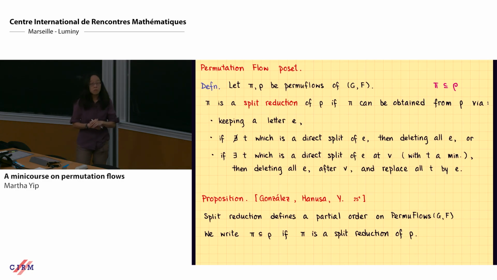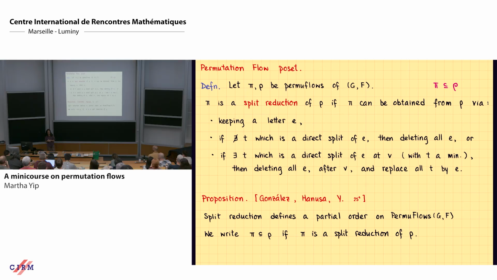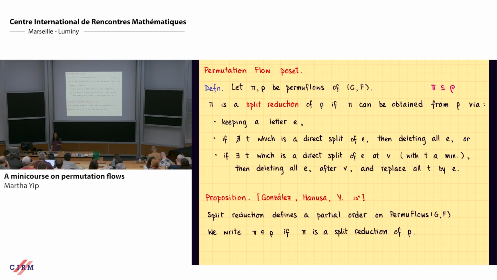And the claim is this operation defines a partial order on permutation flows. Containment is a weird symbol, but because it mirrors cliques, we're using the containment symbol to denote this partial order. And so if I can obtain pi as a split reduction of rho, then I say pi is contained in rho, because secretly, these permutation flows encode cliques. I will tell you how to recover them.